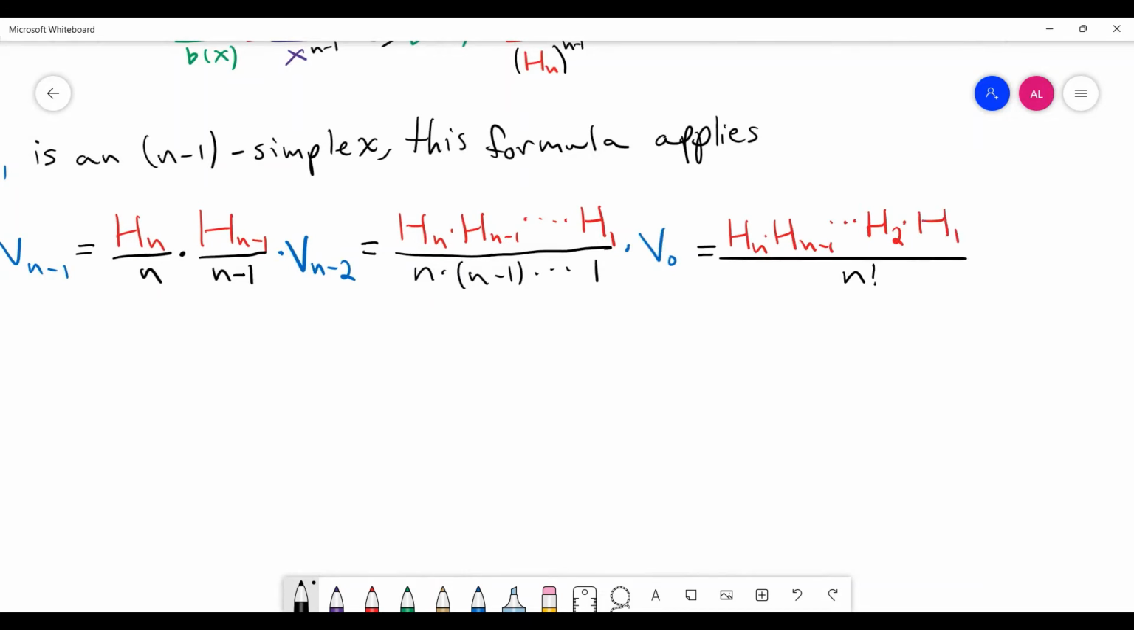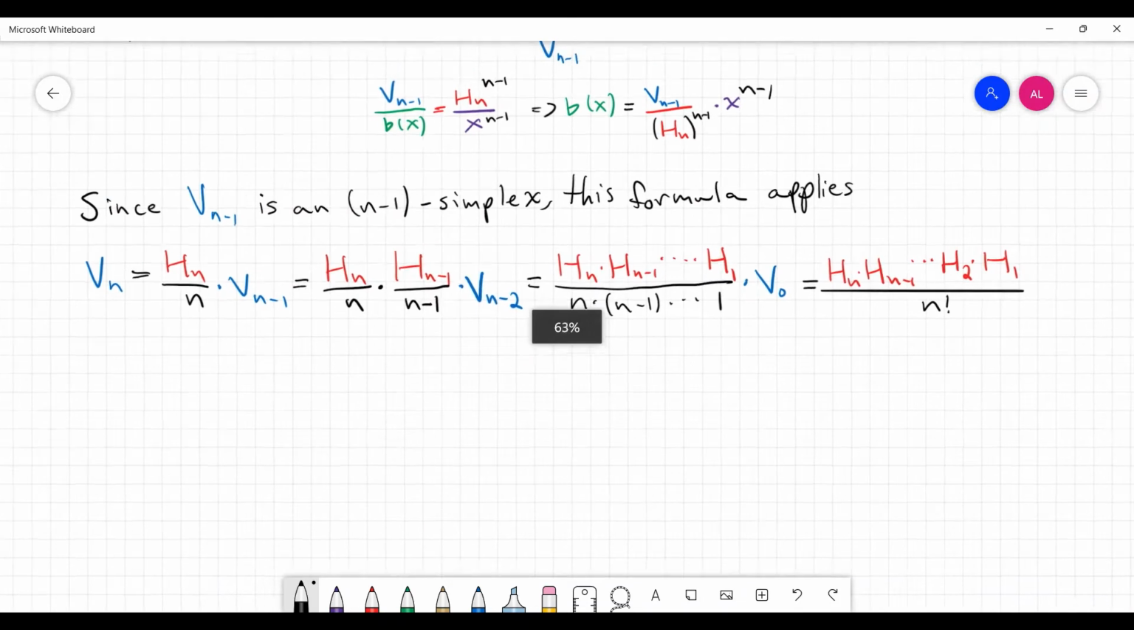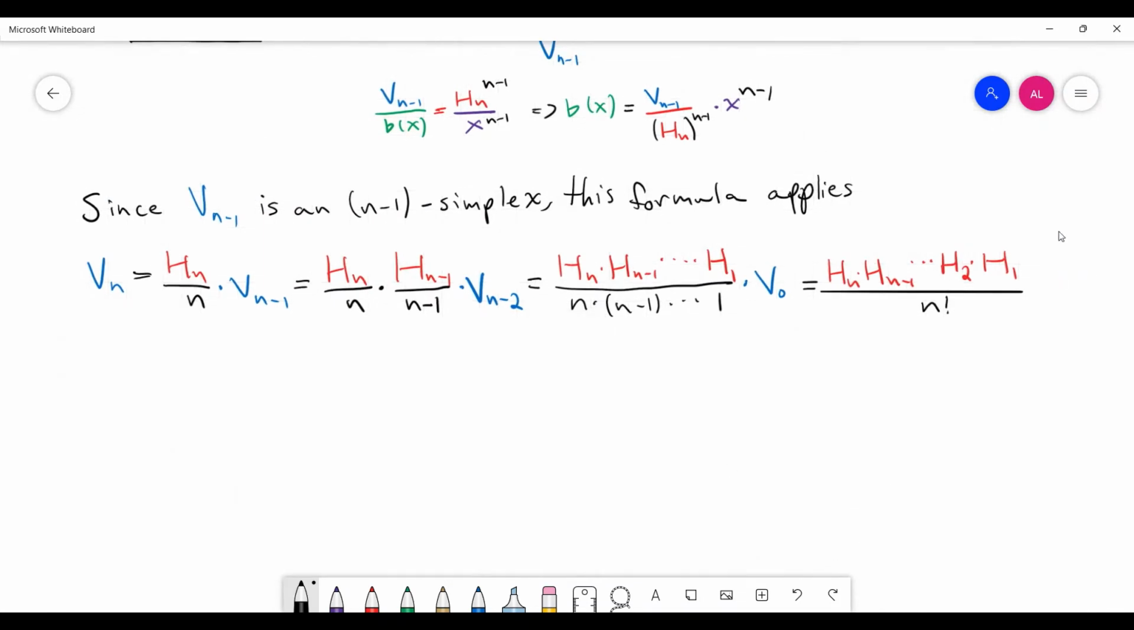So this right here, we can simplify like this. Notice that the product of all the terms from 1 to n is just n factorial. And then V0 is 1 because V0 is the amount of zero-dimensional space that a point takes up, right? Because at 0 dimensions, a point, and that of course takes up 1 unit of zero-dimensional space. So this is actually the volume, Vn, in terms of the heights multiplied together divided by n factorial.